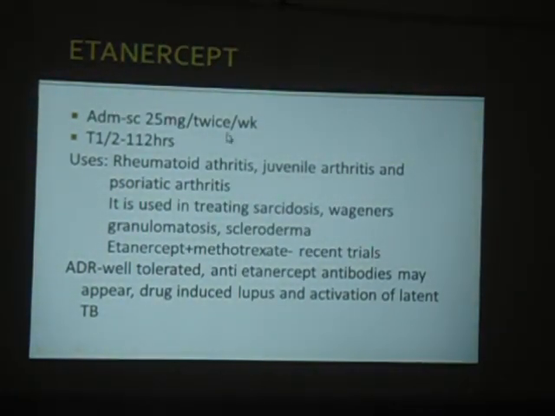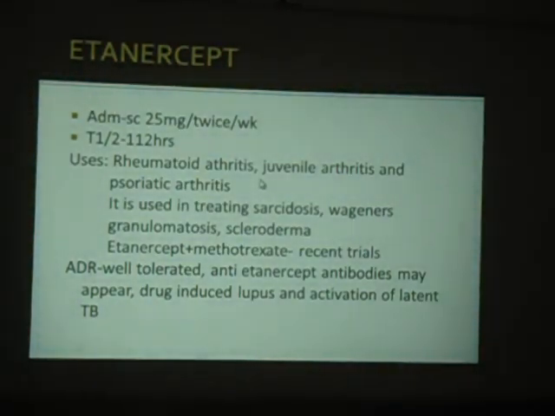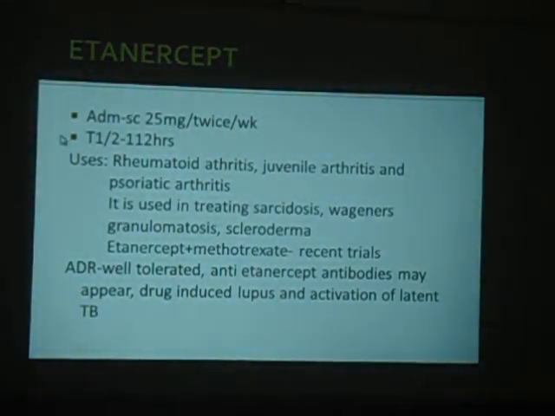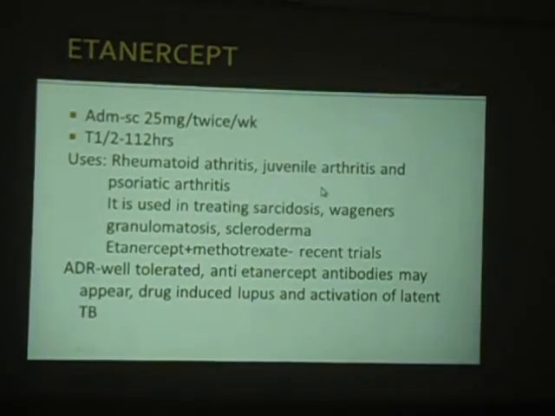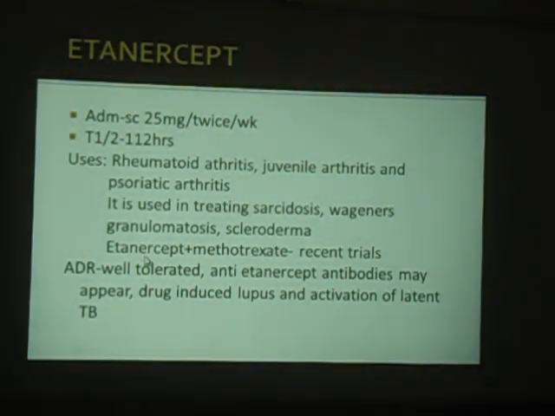So administration is by the subcutaneous route, 25 milligrams twice per week. Half-life is about 112 hours. That means about 1 week we can be forgetting the drug, that means once weekly or once in 5 days. Where we can use this drug: rheumatoid arthritis, juvenile arthritis, psoriatic arthritis. And treating sarcoidosis, Wegener's granulomatosis, so many uses are there. Basically, in all these conditions, the mechanism here is to decrease the inflammatory response induced by our TNF alpha. Etanercept plus methotrexate are now in trials.